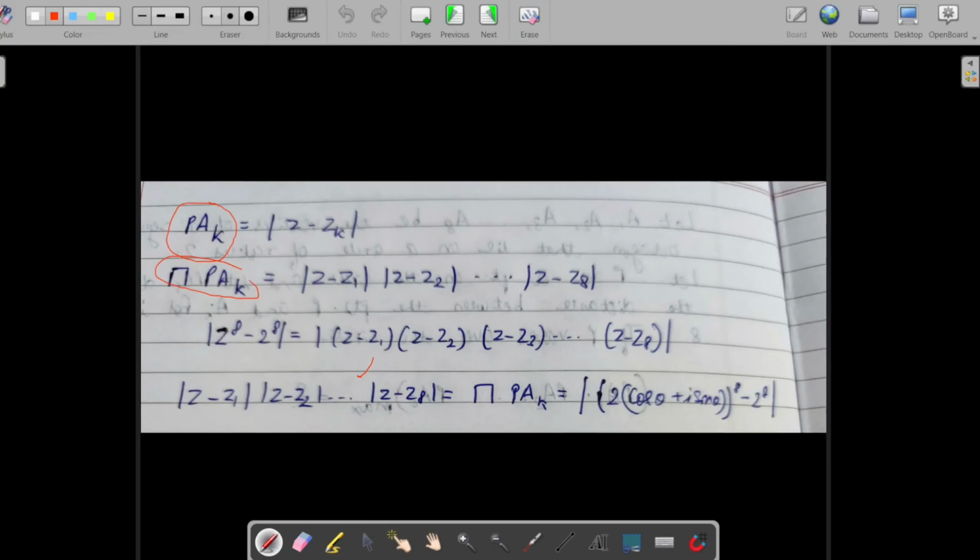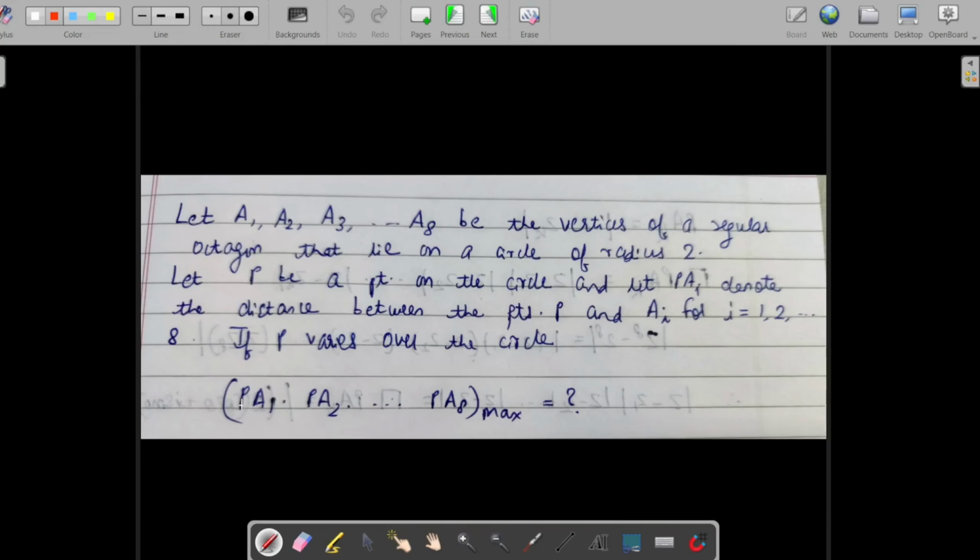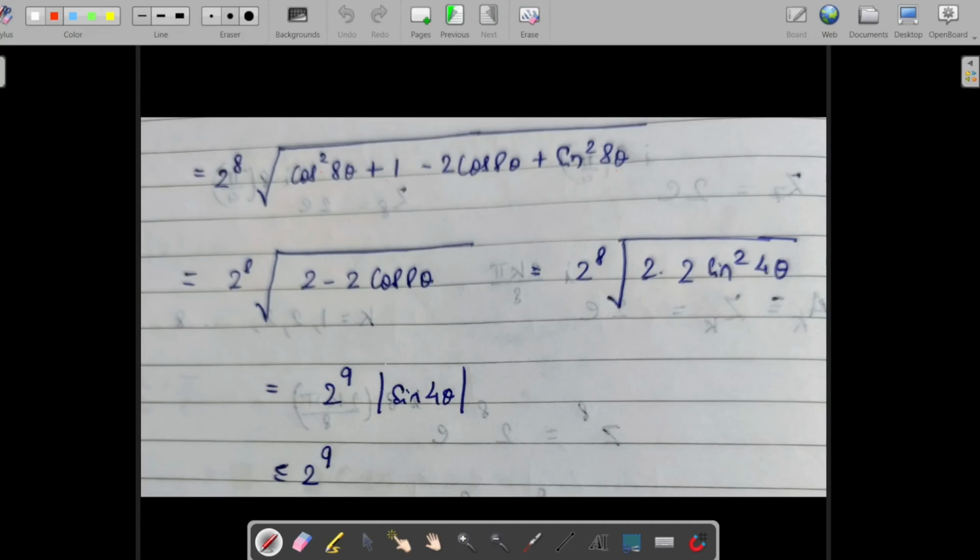This was what we required in the original question, right? The product of distances, we have to find its max, right? So this quantity is max when sine 4 theta is 1 or mod of sine 4 theta is 1. So sine 4 theta can be plus minus 1. It's a mod, it doesn't matter. So this quantity would be 1. Finally, this whole thing is always less than or equal to 2 raised to the power 9. That is the answer to our question.